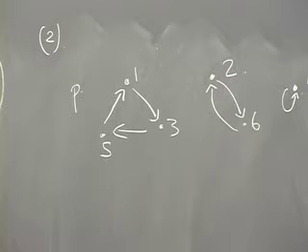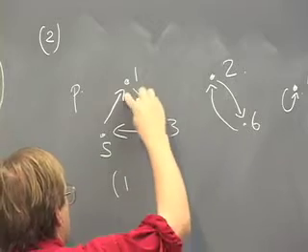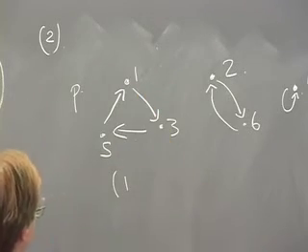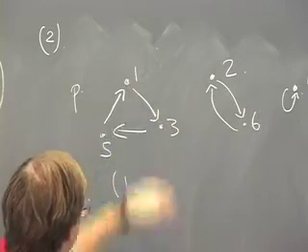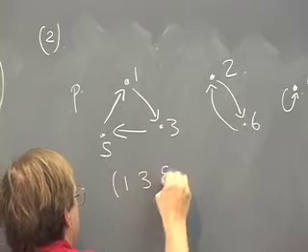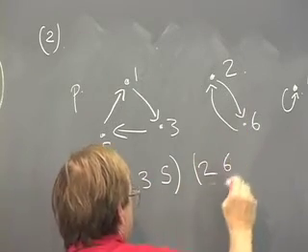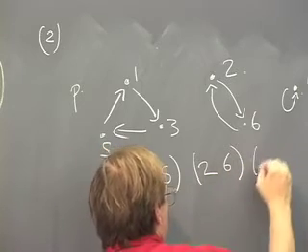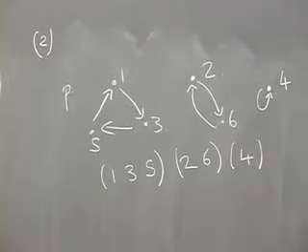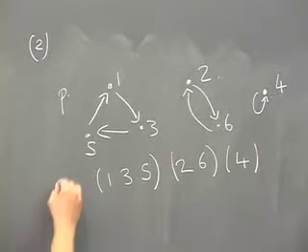And you record this in the so-called cycle notation. You just write strings in parentheses for these cycles or the orbits that you get for P. So 1 goes to 3, goes to 5, goes back to 1. 2 goes to 6, goes back to 2. 4 stays where it is. Okay? So this is the so-called cycle notation for P.